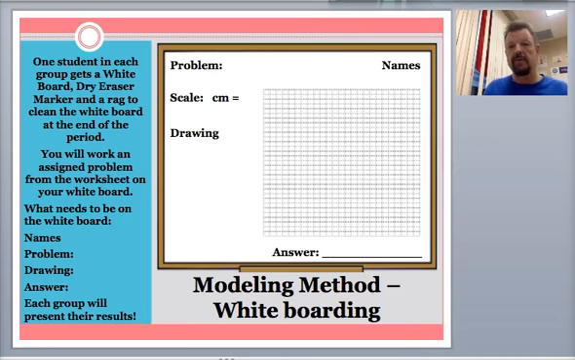We're going to be doing something called modeling, and we're going to be doing a modification of the types of modeling we would normally be doing. Each group will have a whiteboard, a dry erase marker, and a rag to clean the whiteboard at the end of the period. You will work on an assigned problem from the worksheet on your whiteboard. What needs to be on the whiteboard would be your names, the problem written out, a drawing, and finally your answer. You also need the scale.